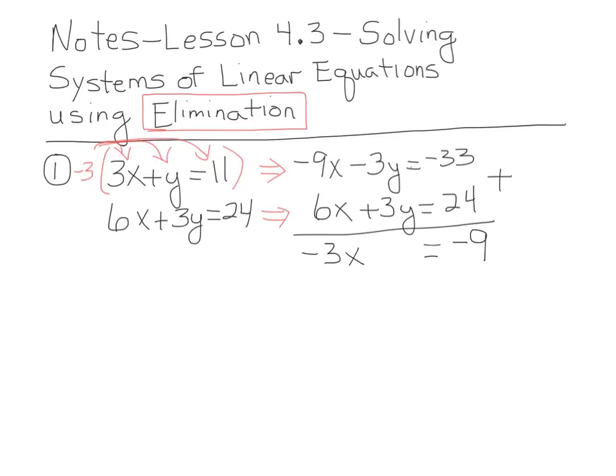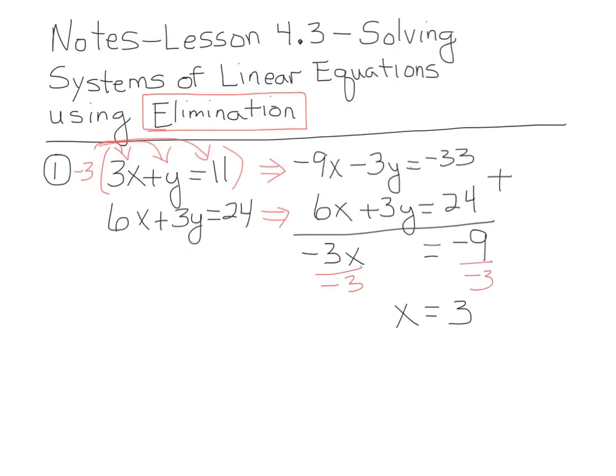Now continue and solve for the variable that you still have. So the y's were eliminated because they were opposites, and when you add opposites you get 0. Now solve for the other variable. So I'm going to divide both sides by negative 3, and you get x equals 3.